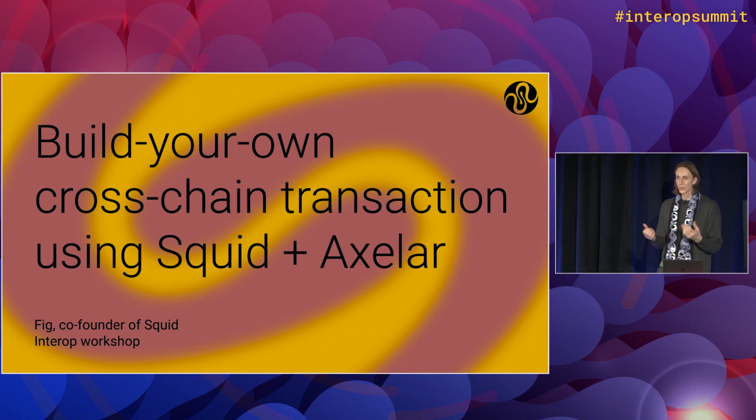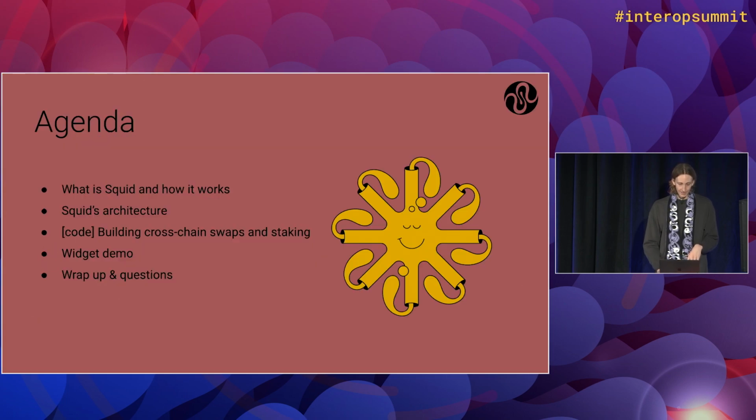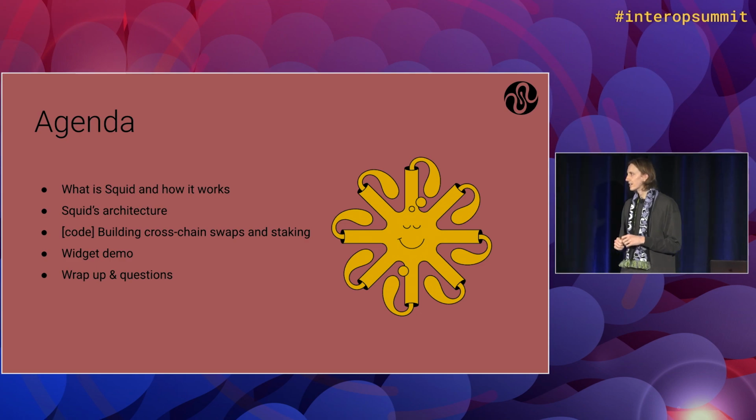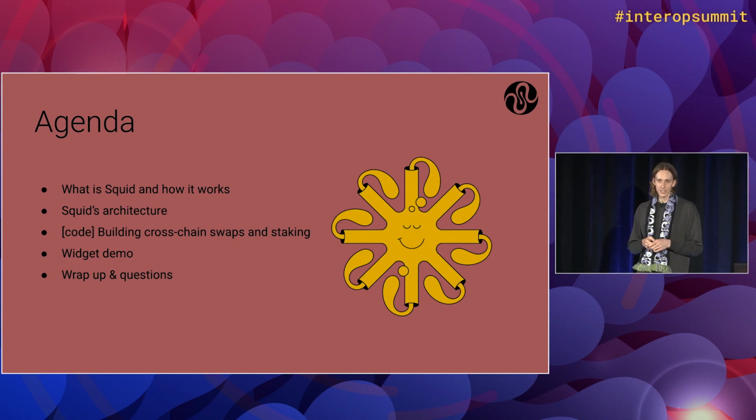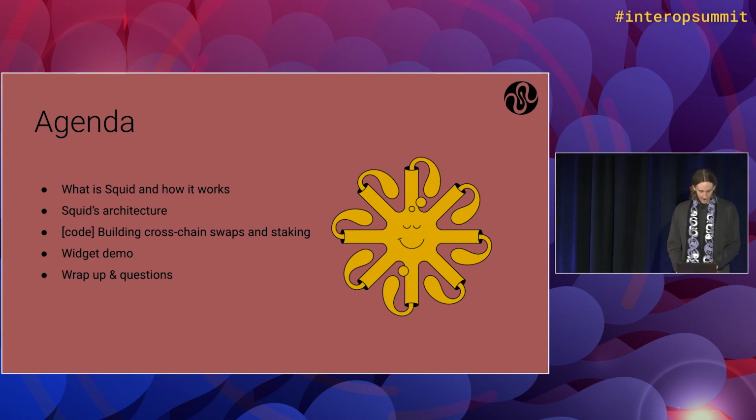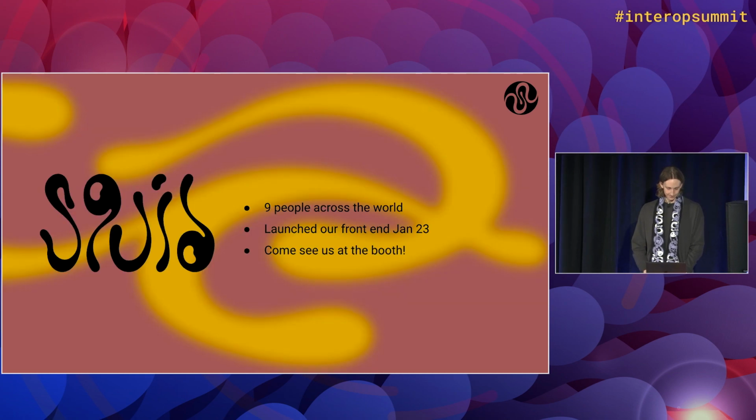Squid allows you to swap any token from one chain to any token from another chain, but also build more complicated transactions on top. I'm going to go through what Squid is, a bit of its architecture. We'll go through some code examples, and I'll show you the widget as well, which is our easy-to-use front end, which you can integrate into your own front end with your own branding in just a few clicks. If you have any questions, we should have some time, so just save them for the end and ask.